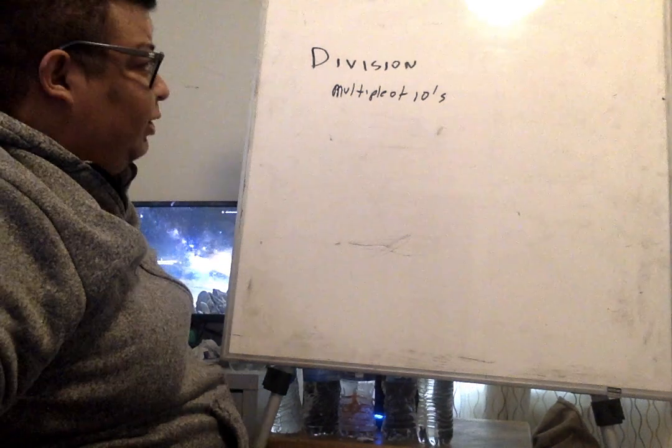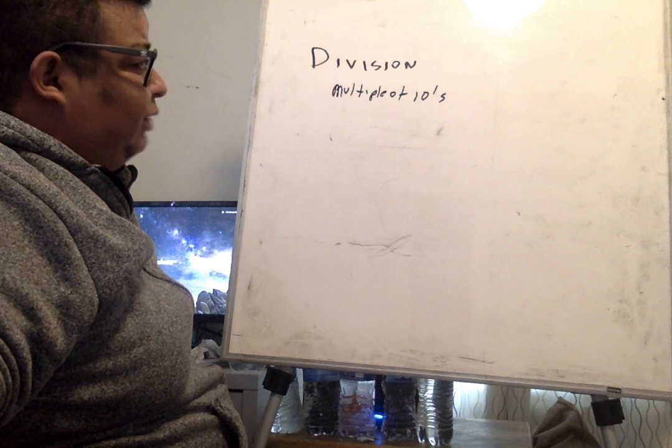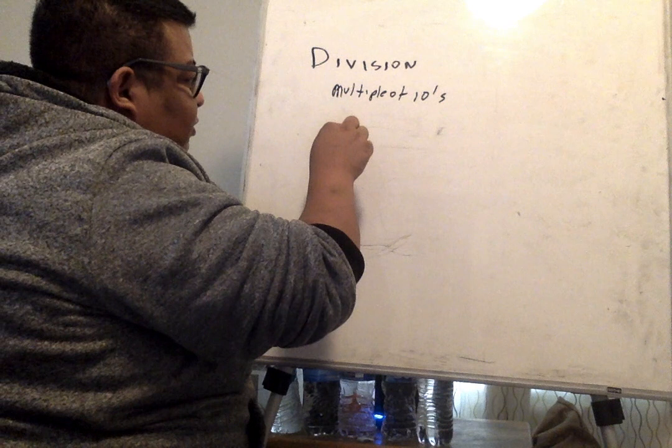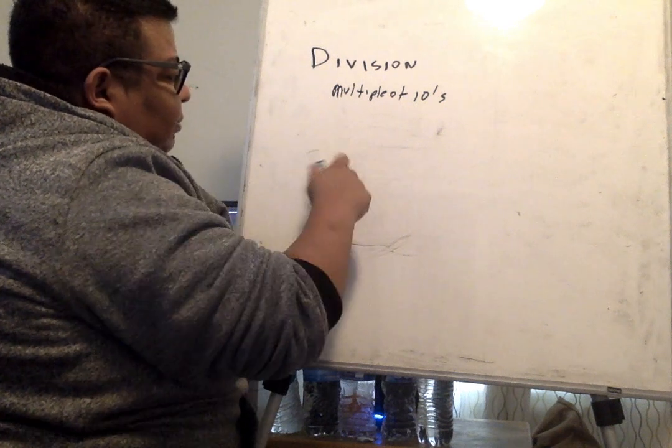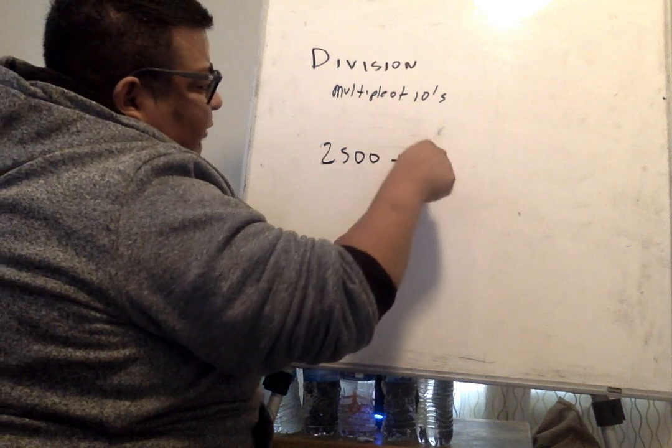Welcome. In this video, I'm going to tell you how to divide multiples of tens using long division of whole numbers. So let's work out a few examples. For example, let's say you have 2500 divided by 100.